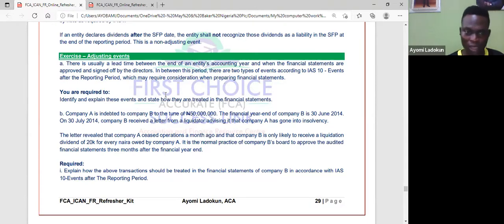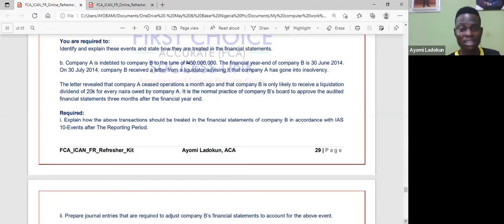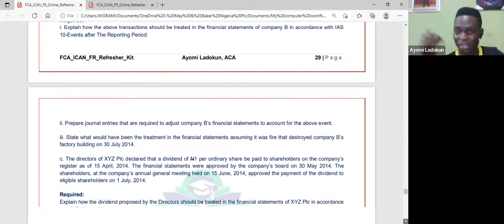So that's what happens there. Now, it said, explain how the above transaction should be treated in the account. I have already explained that. It is an adjusting event, and as such, it has to be adjusted for in the account. Then you tell the examiner why it is an adjusting event, because it provides further evidence of a condition that existed at the balance sheet date. That's the inability of this guy to pay.